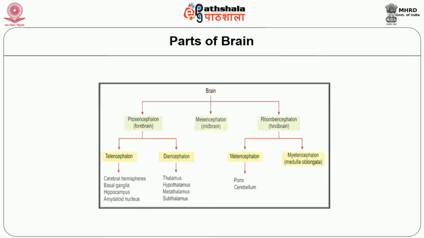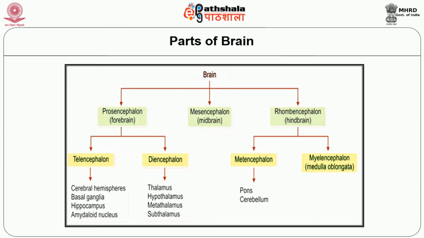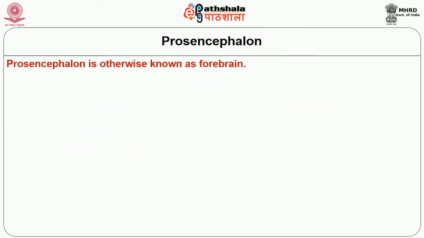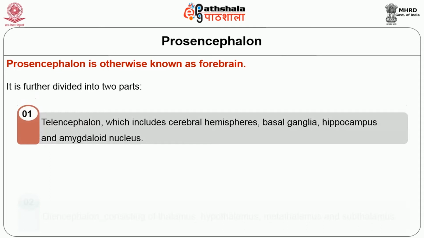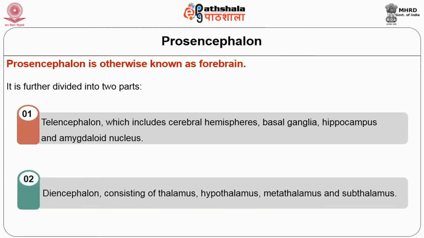Now we are going to see about the parts of the brain. The brain consists of three major divisions, which is clearly given in the figure. They are prosencephalon, mesencephalon, and rhombencephalon. First, let us see prosencephalon. It is otherwise known as forebrain, and it is further divided into two parts as telencephalon and diencephalon. Telencephalon includes cerebral hemispheres, basal ganglia, hippocampus, and amygdaloid nucleus. Diencephalon consists of thalamus, hypothalamus, metathalamus, and subthalamus.